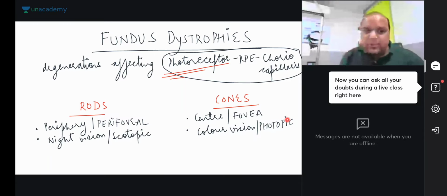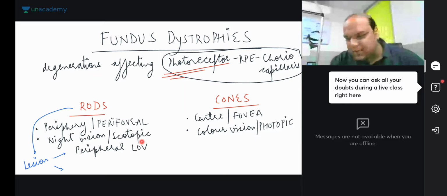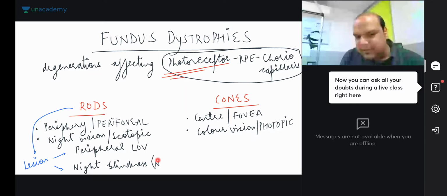Okay, everybody? So if there is a lesion of the rod cell, what will occur, everybody? First of all, what will occur is peripheral loss of vision. Am I right, everybody? Because they are giving us peripheral vision, it will lead to peripheral loss of vision. I hope there is no confusion in this simple fact. And because they were giving us night vision, it will lead to night blindness. Night blindness is famously known as nyctalopia.